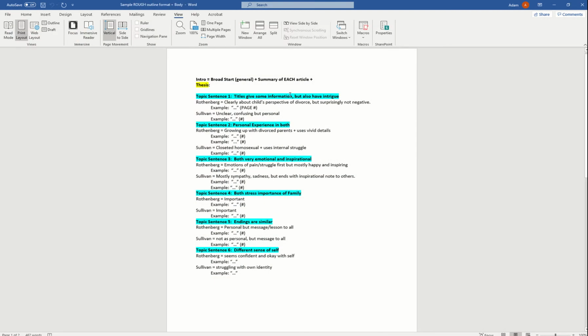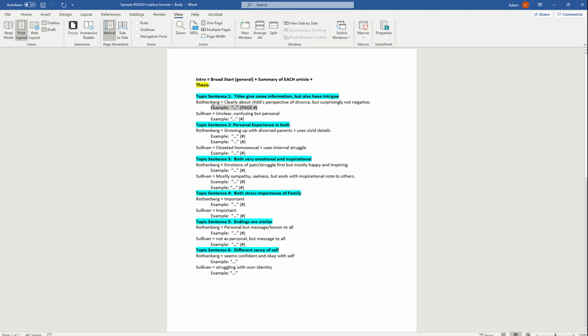The titles give some information but also have intrigue. I think I can say that about both titles. I like the idea for title. And so that's my main idea for the paragraph. Topic sentences, main idea for the paragraph. Rothenberg, I need to prove this for two authors. I'm comparing both. So Rothenberg's article was clearly about the child's perspective of divorce, but it was surprisingly not negative, as I mentioned when I was brainstorming. And Sullivan's was unclear and it was confusing, but I knew it was personal.